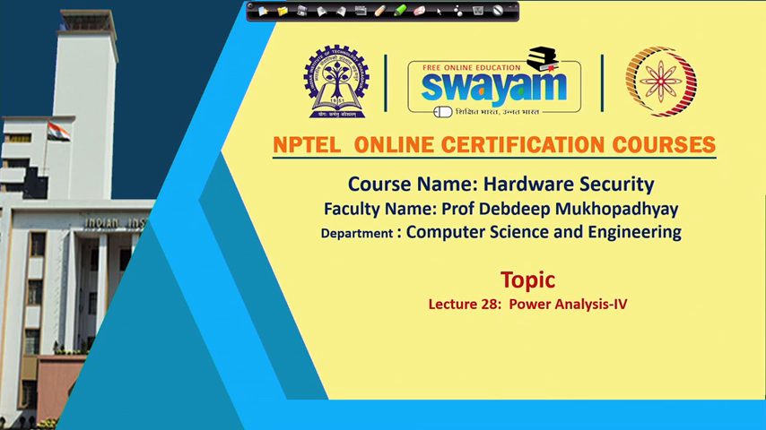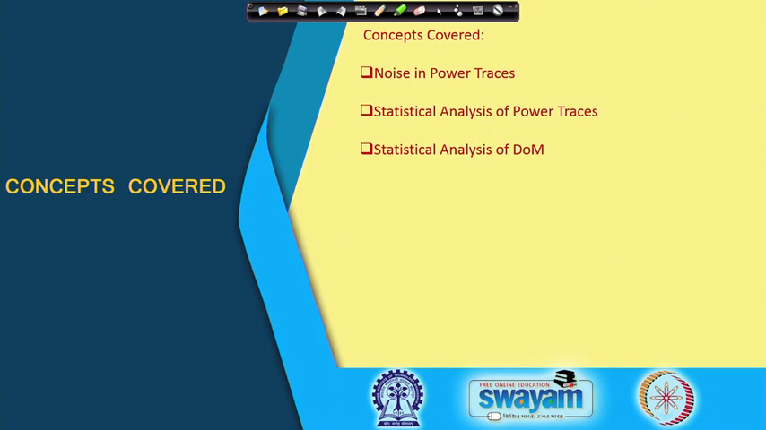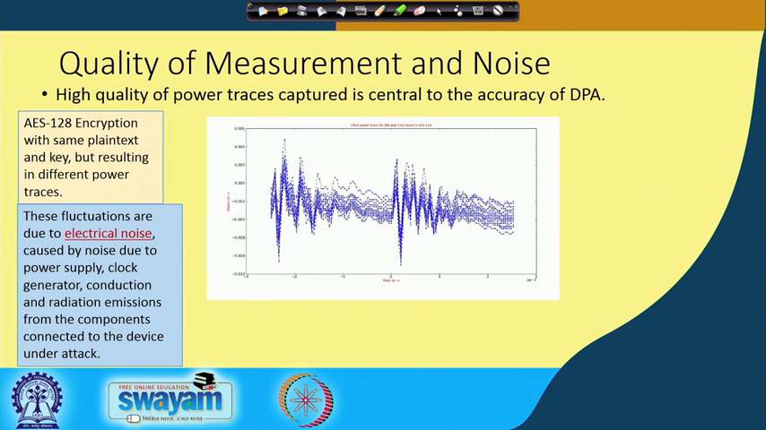So, welcome to this class on hardware security. We shall be continuing our discussions on hardware security, and in particular we shall be discussing power analysis. I will be talking in particular about noise, as we were discussing in the previous class, and we will try to see how we can statistically analyze the component of noise and try to estimate the success rate of a difference of mean attack.